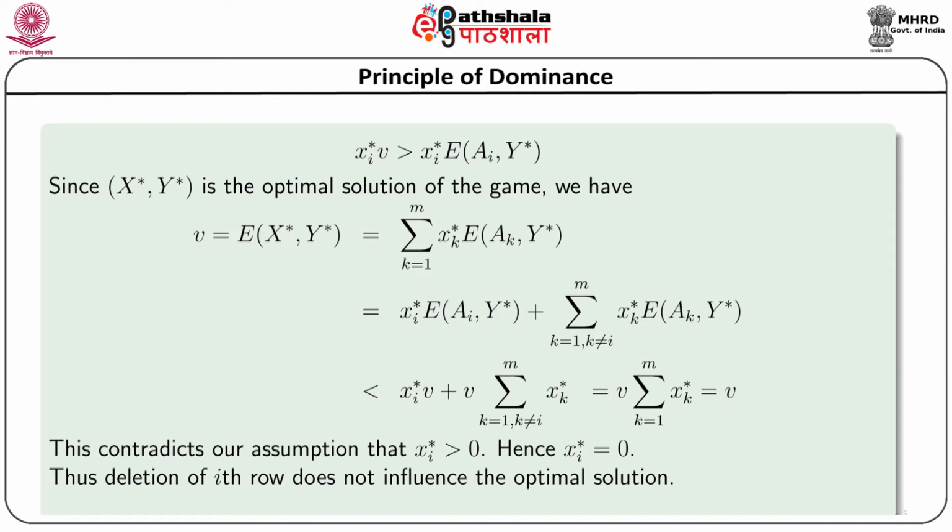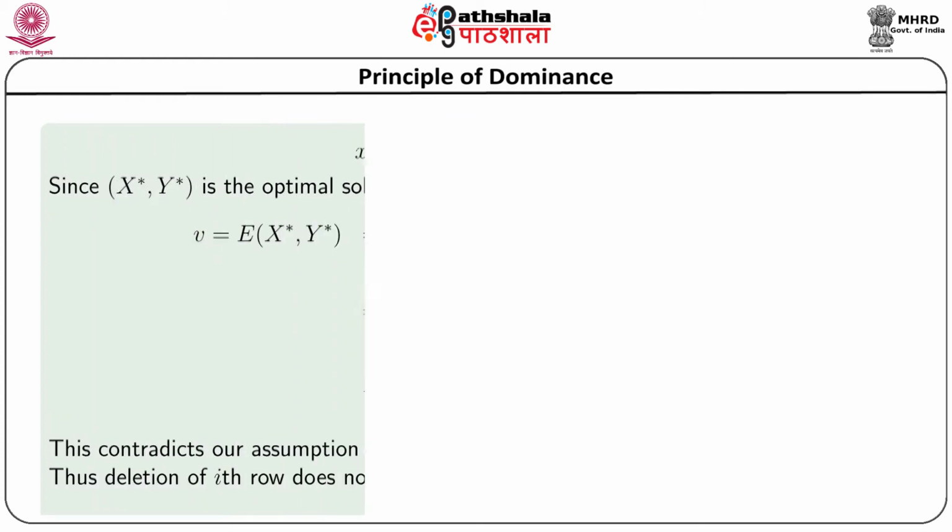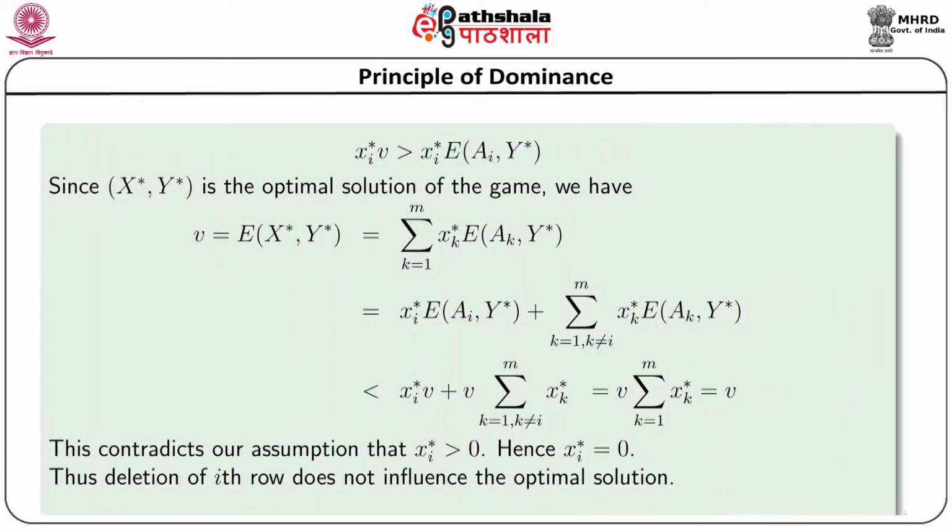Since xi v is greater than xi star, this expression can be written as less than or equal to xi star v plus v into summation x k star, k equal to 1 up to m and k not equal to i, which is equal to v into sigma x k star, k equal to 1 up to m, which is equal to v, since sigma x k star, k equal to 1 up to n is equal to 1. Sum of the probabilities is equal to 1.